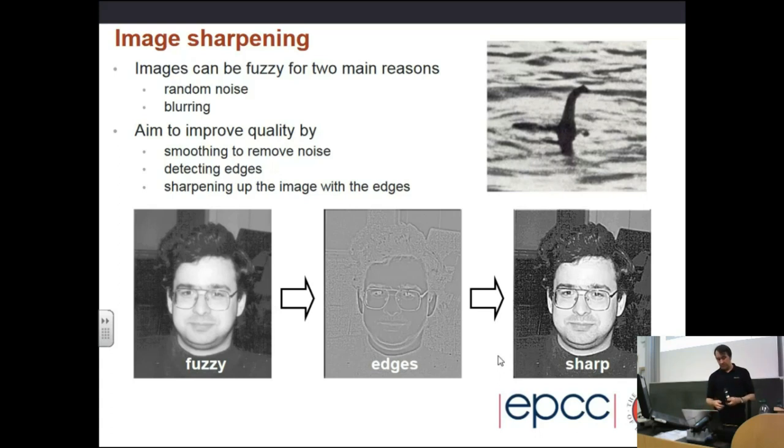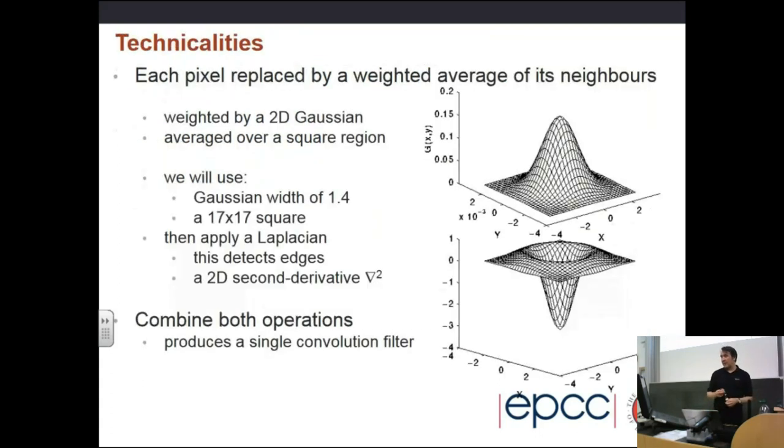And the way it works is, the technicalities aren't that important, but each pixel is replaced by a weighted average of its neighbors. To smooth out the noise, you average a pixel with all its neighbors, hoping that will just average out the noise. And you use some weighting function so that you weight the near pixels with a large amount and the far ones with a small amount. So that's how we're going to do the smoothing. You average the pixel with all its neighbors.